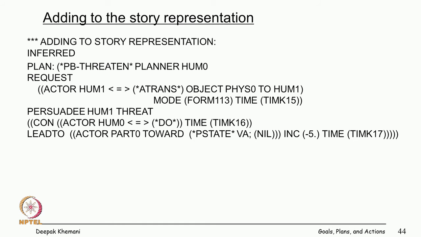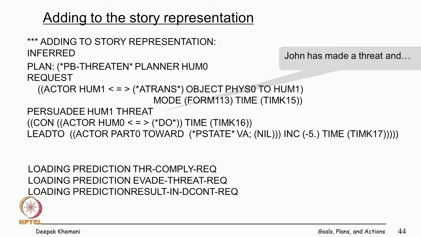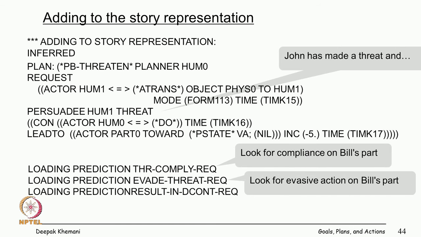So, adding to the story representation, there is a plan box called threaten, which is part of the goal of D-control that we were originally trying to solve. John has made a threat, and now we can either again look for compliance on Bill's part, or you might expect some evasive action on Bill's part. And it also says that once you know what is happening, you must update the status of the goal. Did the goal succeed or did the goal fail?